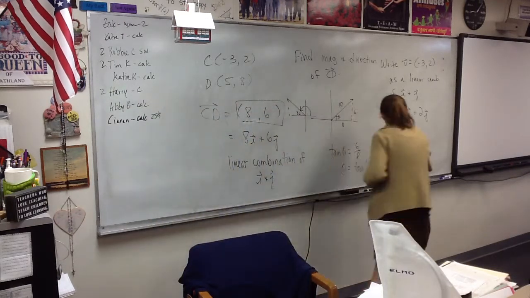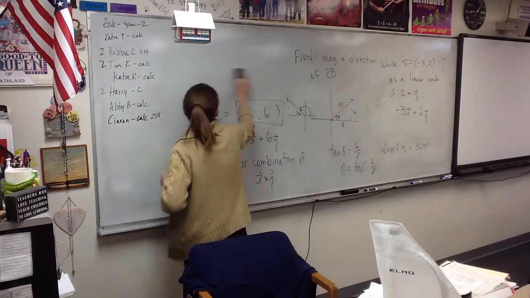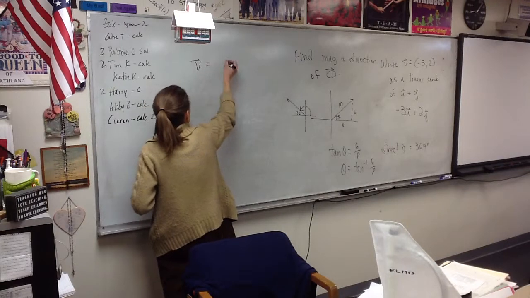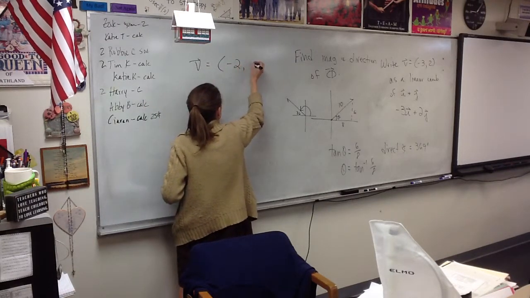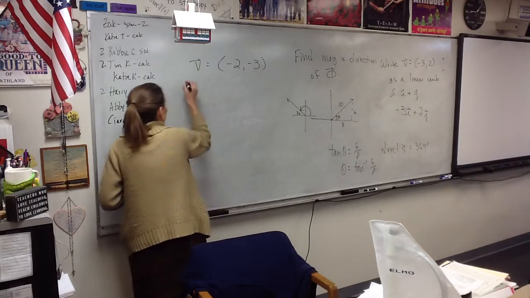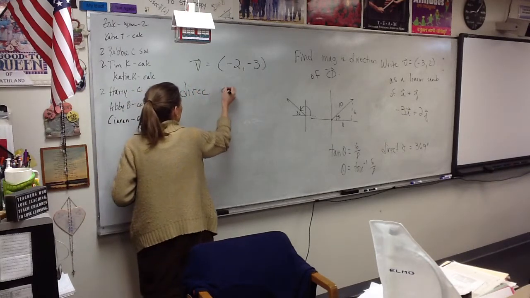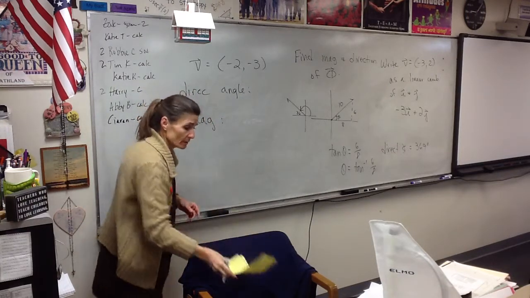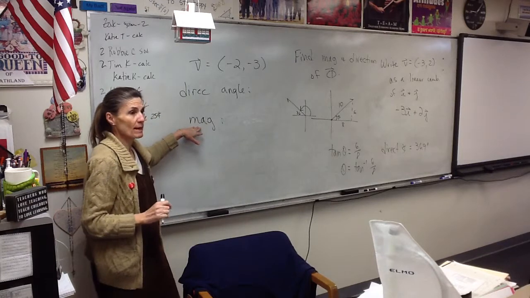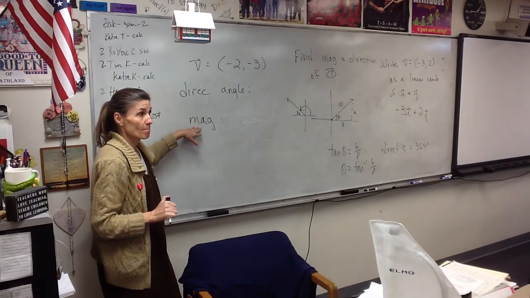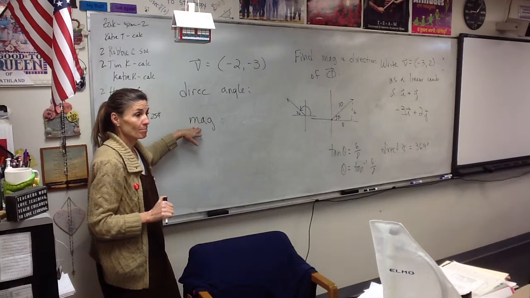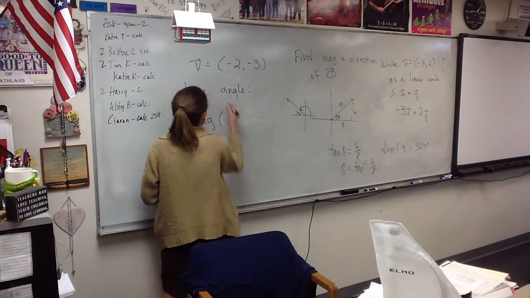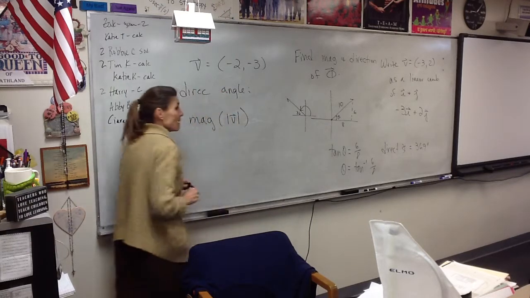Let's try another one like that. That's a pretty important skill, so let's make sure we got that down. Let's say vector V has coordinates -2, -3. Let's find the direction angle and the magnitude. Anybody remember from yesterday what the symbol for magnitude is? Absolute value. So instead of writing the word magnitude, I might just say this. That means magnitude.